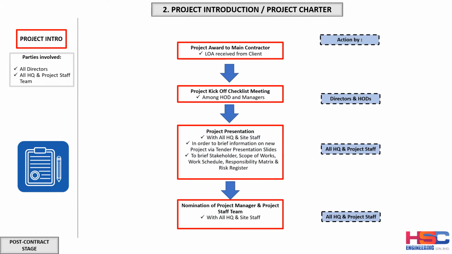Normally when the contractor receives the letter of award, the first thing that the construction company will do is to get the project introduction or the project charter clearly defined. During this project intro stage, the parties involved will be all the company directors and all the HQ and project staff team. So the project is awarded to the main contractor, and the LOA is received from the client.